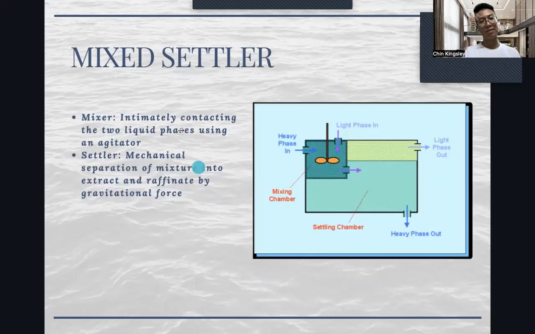So next is the mixer settler. The mixer is to intimately contact the two liquid phases using an agitator, and the settler is the mechanical separation of the mixture into extract and raffinate by gravitational force. So here is the settling chamber and here is the mixing chamber. We can remember that the small one is the mixing chamber and the big one is the settling chamber. So this is how we are going to remember the diagram as well.